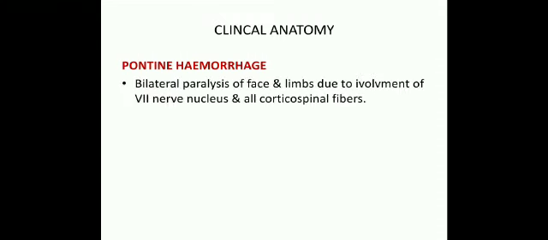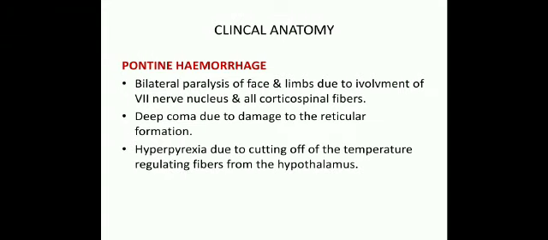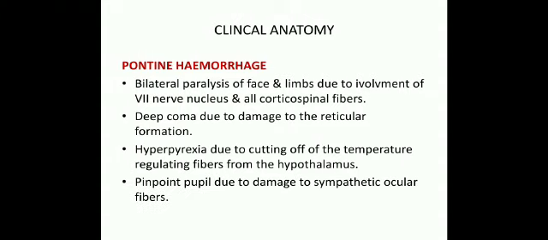Now, pontine hemorrhage. There is bilateral paralysis of the face and limbs due to involvement of the 7th or facial nerve nucleus and all the corticospinal fibers. There will be deep coma due to damage to the reticular formation, hyperpyrexia due to cutting off of the temperature regulating fibers from the hypothalamus, and pinpoint pupil due to damage to sympathetic ocular fibers.